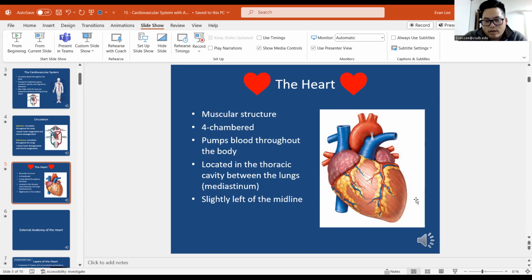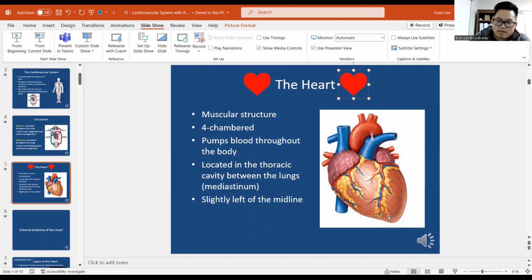But lastly, for the heart, you can see that it does have a bit of a shape. You imagine the heart being a certain shape, kind of like this, like a heart. But the heart, although it does have a little bit of that, it does have a point at the bottom and it does have these two parts at the top, but it is also slightly pointing to the left.